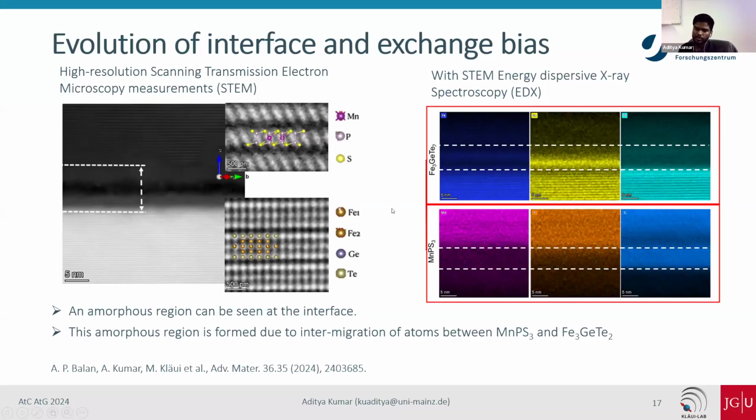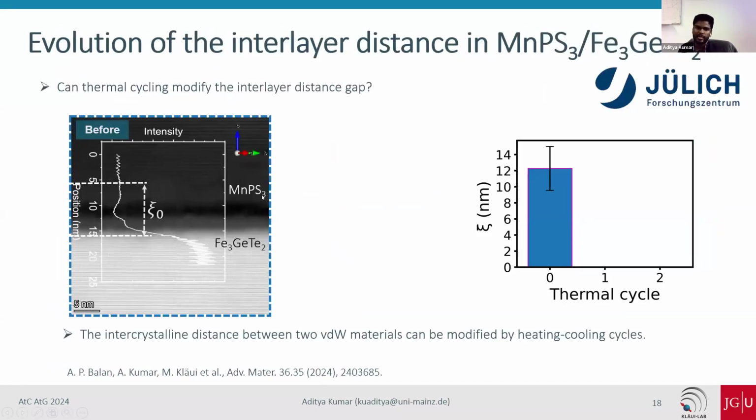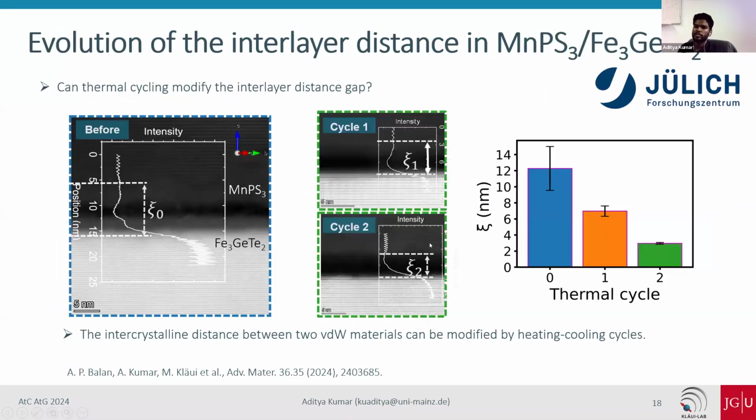But can this amorphous region change when we are heating, cooling, and can this change the exchange bias? So we quantified it. We basically started looking at the intercrystalline distance between the two layers. We can look at the distance between two crystalline regions, and we heat it, cool it. We did it a couple more times, and we could see that this intercrystalline region is changed in the last two cycles. This confirms that if you're heating and cooling, this intercrystalline distance can change, and this can eventually change the exchange bias.